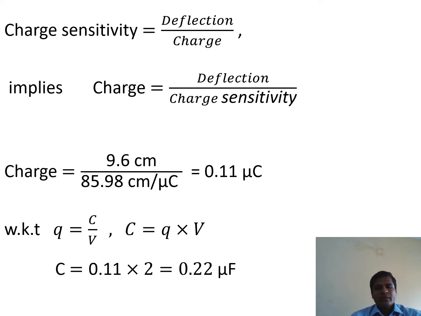Next, we know that the charge on the condenser can be expressed in terms of Q is equal to C into V, where C is the capacity of the condenser and V is the voltage across the plates of the condenser, which implies C is equal to Q upon V. After substituting the values of Q and V, that is C is equal to 0.11 microcoulomb upon 2 volts, the capacity of the condenser C comes around 0.22 microfarad.